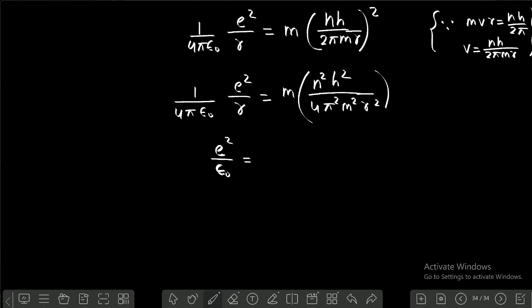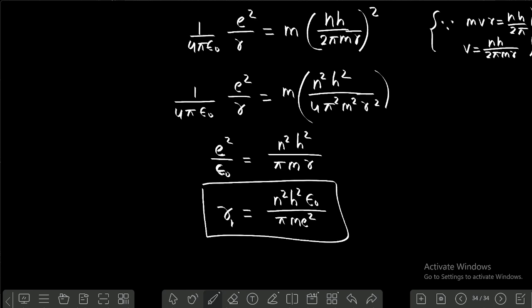That is equal to n square, h square, 4 will cancel, 1 pi will be there, 1 m will be there and r will be there. m square is there down. So r will be how much? n square h square epsilon naught by pi m e square. So this is your radius of nth orbit.